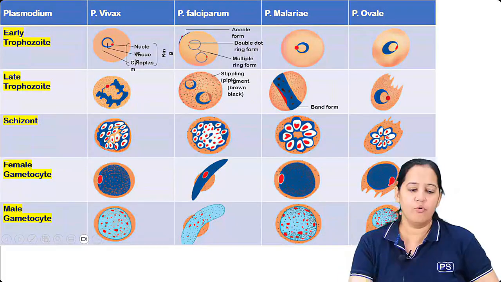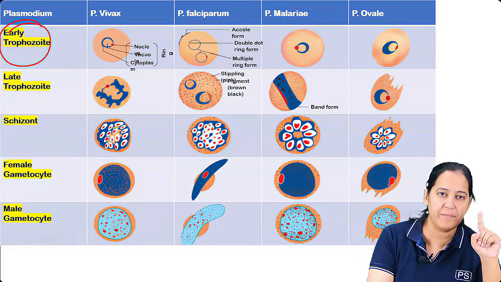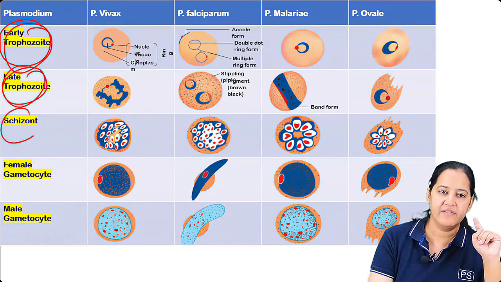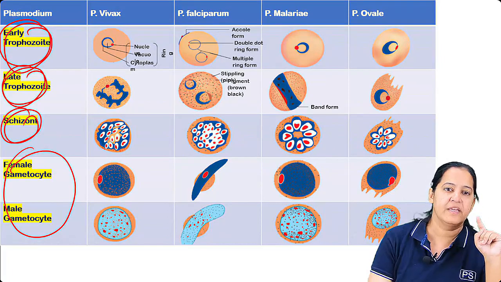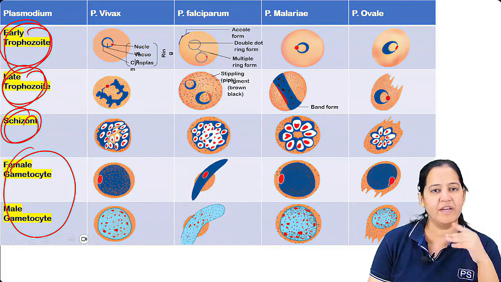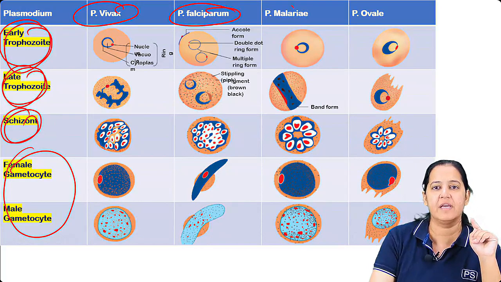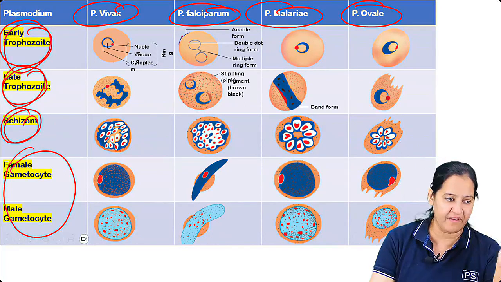So what are the 4 forms? We have early trophozoite, late trophozoite, schizont, and gametes. Gametes are of two types, male and female. And how many types of Plasmodium do we have? We have four types: Very Fantastic Medical Officer, I mean vivax, falciparum, malariae, ovale.